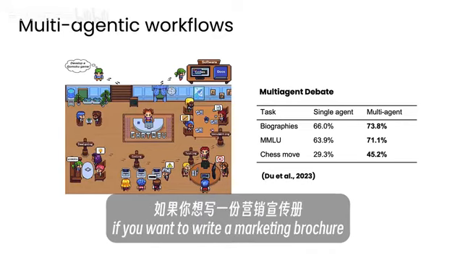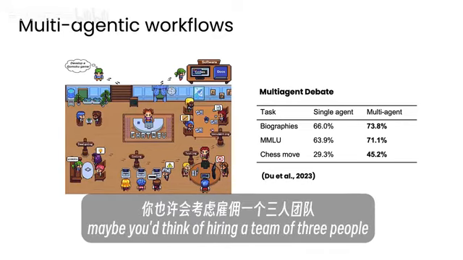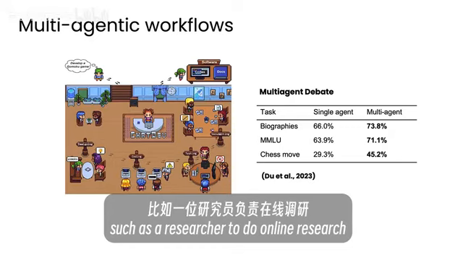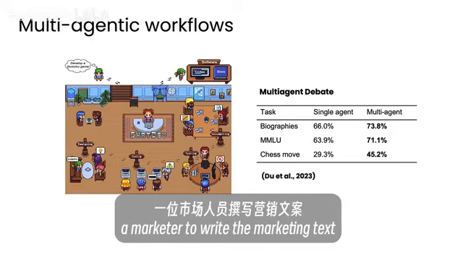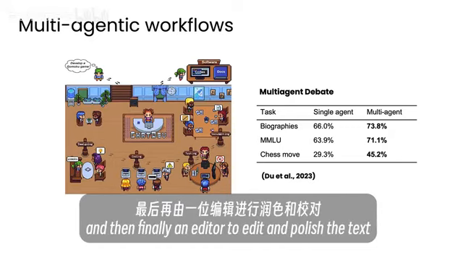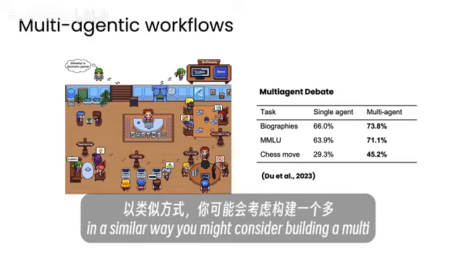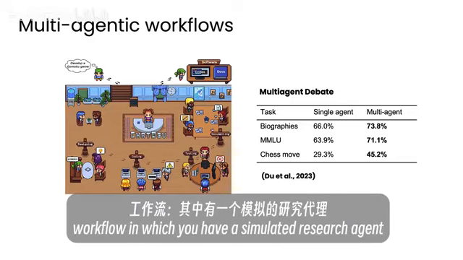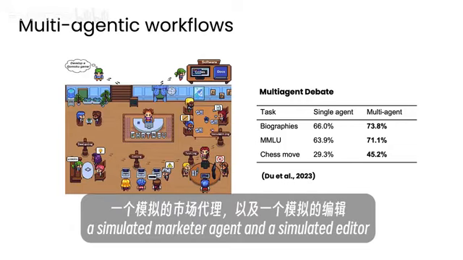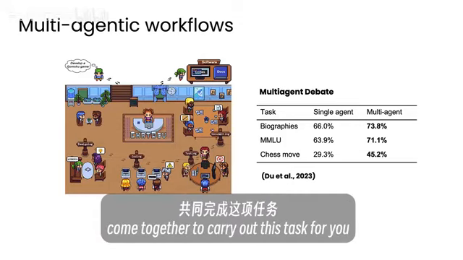Let's consider another example. If you want to write a marketing brochure, maybe you'd think of hiring a team of 3 people, such as a researcher to do online research, a marketer to write the marketing text, and then finally an editor to edit and polish the text. And so, in a similar way, you might consider building a multi-agent workflow in which you have a simulated researcher agent, a simulated marketer agent, and a simulated editor agent that then come together to carry out this task for you.